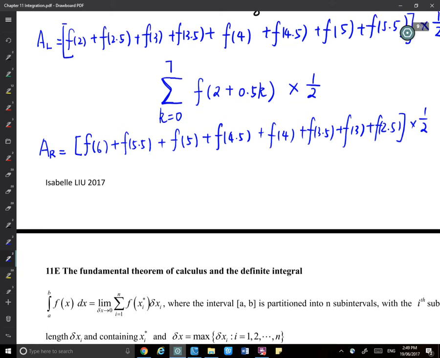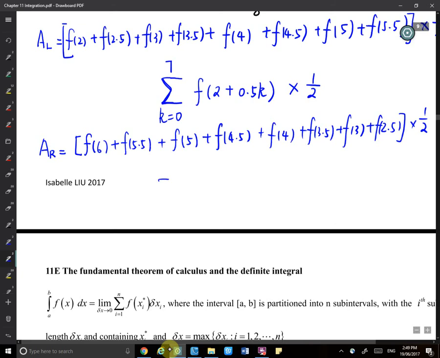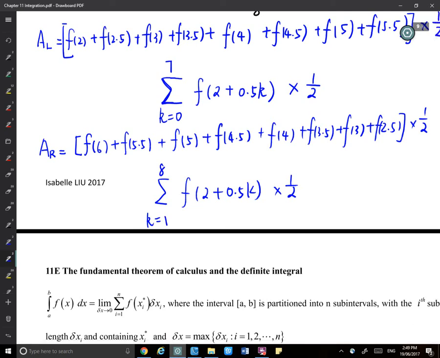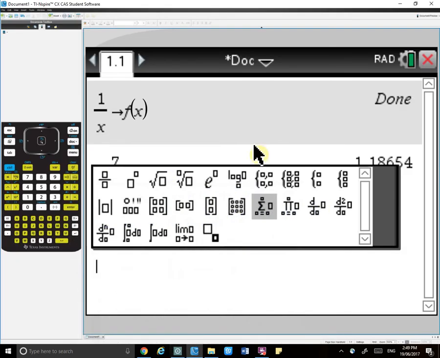So what can that convert to? I still can keep whatever we have on the top, but here we should have k start from 1 until 8. Because we don't have 2 anymore, the k won't equal 0. Instead, the k will be 8. 0.5 times 8 is 4, 4 plus 2 is 6. So the last point should be 6, the first point should be 2.5. So you start k equals 1 until k equals 8. So I can easily change that.